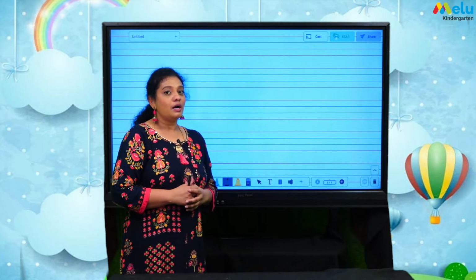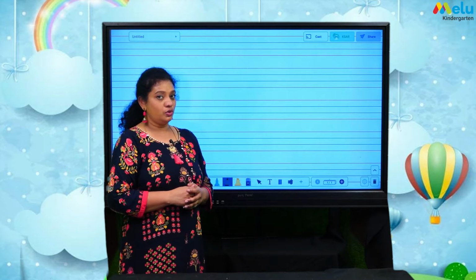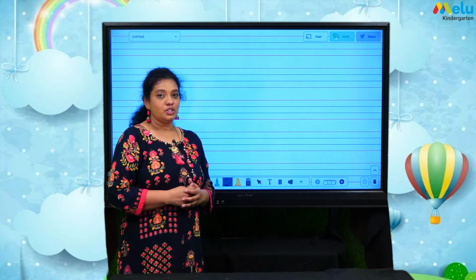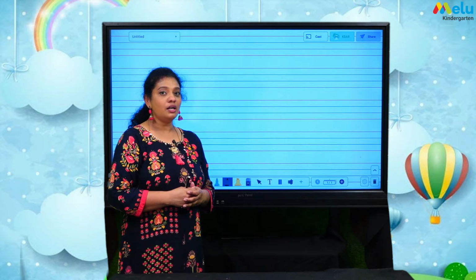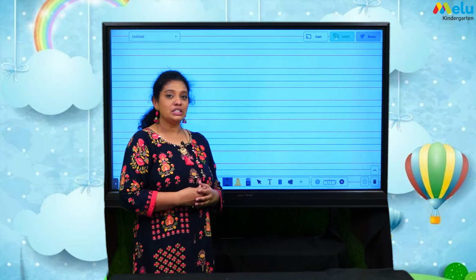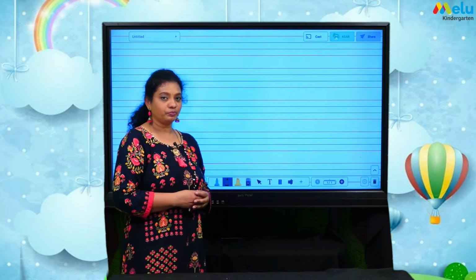So now observe me how I am going to write uppercase letter. Which line I am going to start from and to which line I am going to end.